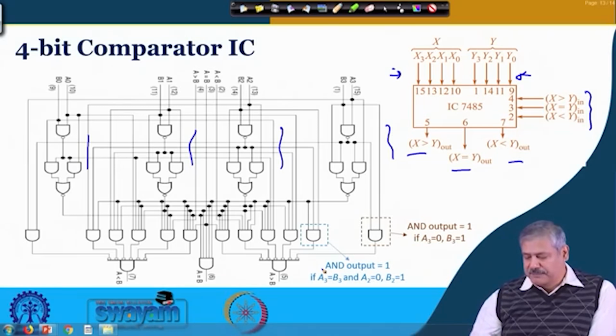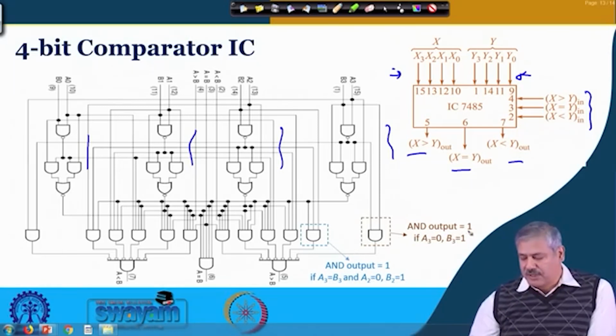For example, this particular AND output is 1 when A3 is equal to 0 and B3 is equal to 1.